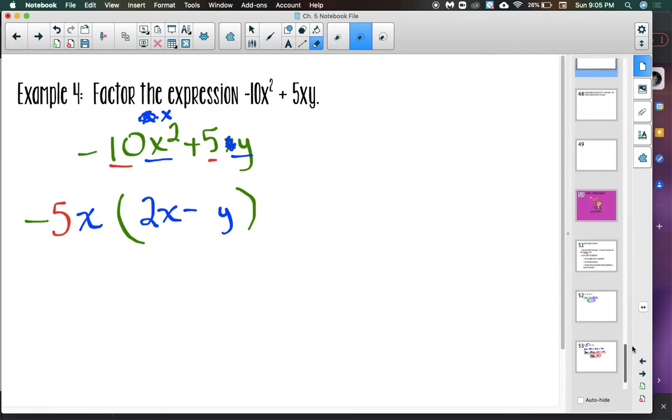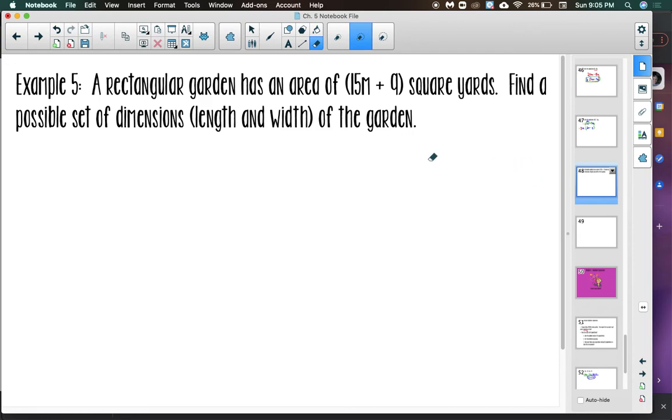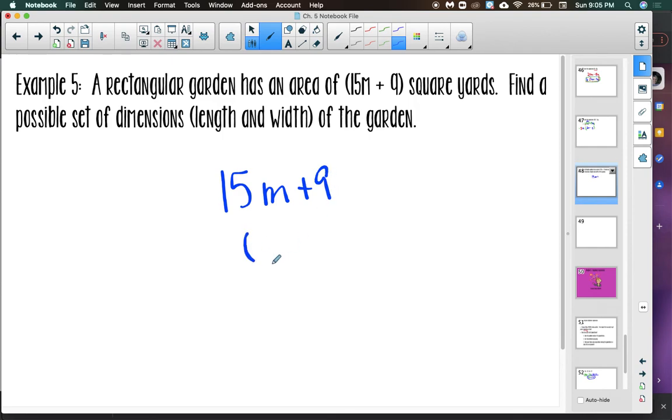Okay, one more for us here, really, really quick. A rectangular garden has an area of 15m plus 9 square yards. Find a possible set of dimensions of the garden. So what we're looking for is we're taking a rectangle and we know its area, but we want to work backwards to find its length and height. Remember, the formula for area is length times width or base times height. So we're going to take 15m plus 9 and factor it.